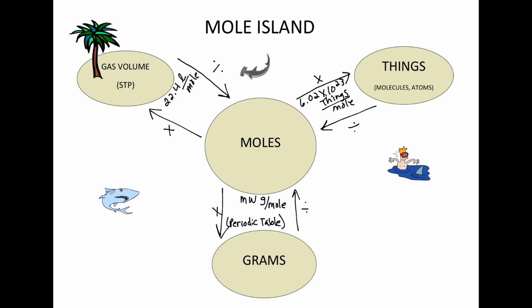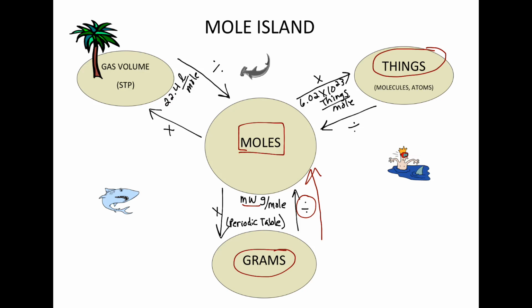Okay, so this is how we're going to use this map. Every time we go from one island to another, we're going to run everything through mole island. So for instance, if they give us grams and we want to find out how many molecules or atoms there are in that amount of grams, we are going to simply follow the map. So we're going to use this arrow, which means we divide by the molecular weight to get to moles, and now we're at moles. And then we are going to go, let's say, from moles to number of atoms. We are going to multiply by Avogadro's number.